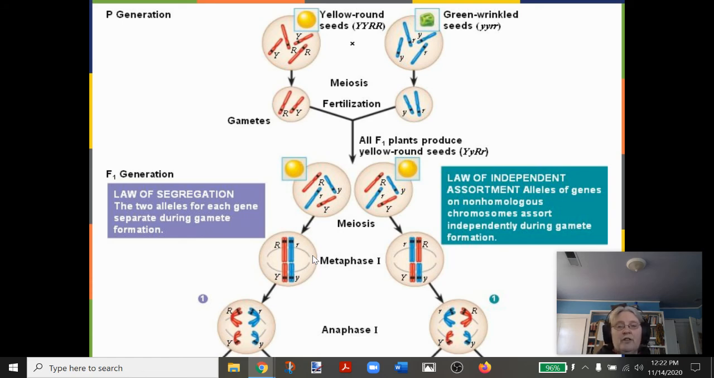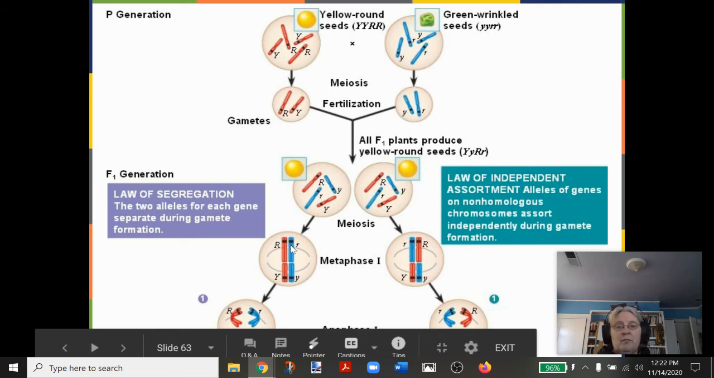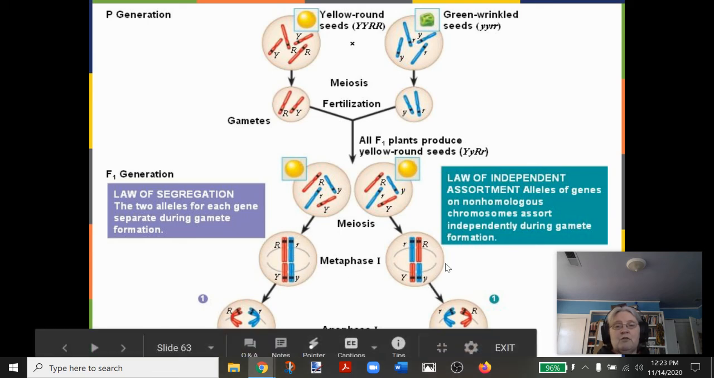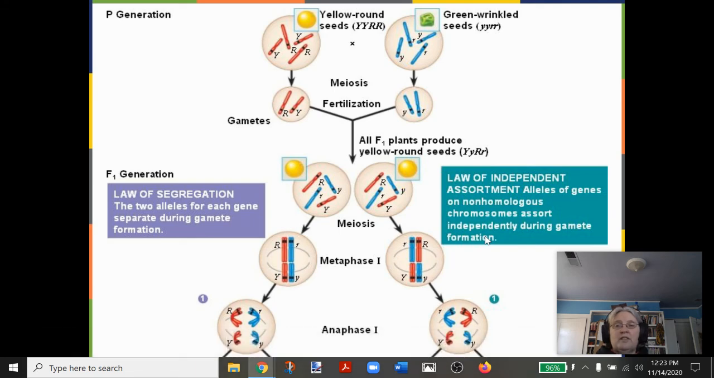But that's not the only way that the chromosomes can line up on the metaphase plate. They can also line up so that little r is with big Y and big R is with little y. All we have to do is switch these two around and we get this arrangement. Now we'll have little r and big Y and big R and little y traveling together. At metaphase 1 then, we set up the law of independent assortment.